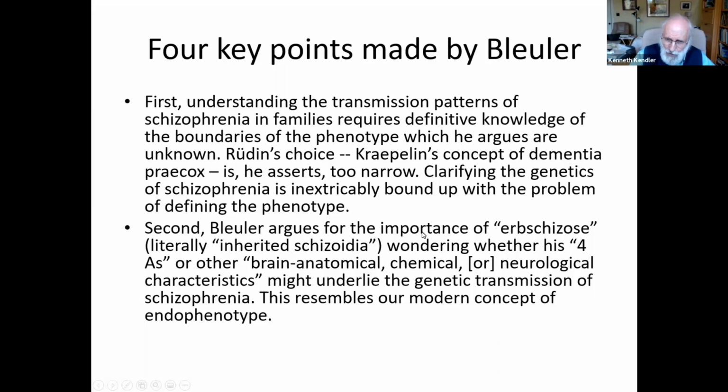Second, Bleuler argued for the importance of Erbschizoidie, which might be described literally as inherited schizoidia. And he wondered whether either his famous 4 A's or other, and I quote here from our translation, brain anatomical, chemical, or neurologic characteristics might underlie the genetic transmission of schizophrenia. This really is very similar to our concept of what might be an endophenotype.